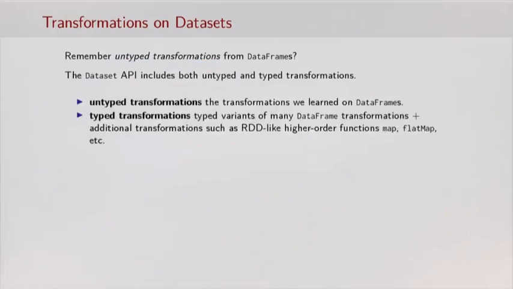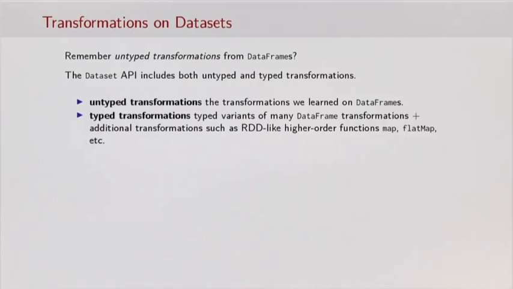Okay, so let's get right into the transformations on datasets. Do you remember how I kept on reminding you that transformations on data frames were called untyped transformations? Well, that's because the Dataset API introduces a whole host of typed transformations as well, so you also have typed variants of some of the untyped transformations. On the one hand, we have these untyped transformations, which are the same ones that we learned in the data frame session, and then on the other hand, we have typed transformations. Like I said, these are typed variants of many of the data frame transformations, and then we also have additional transformations like these higher order functions on RDDs that we like so much.